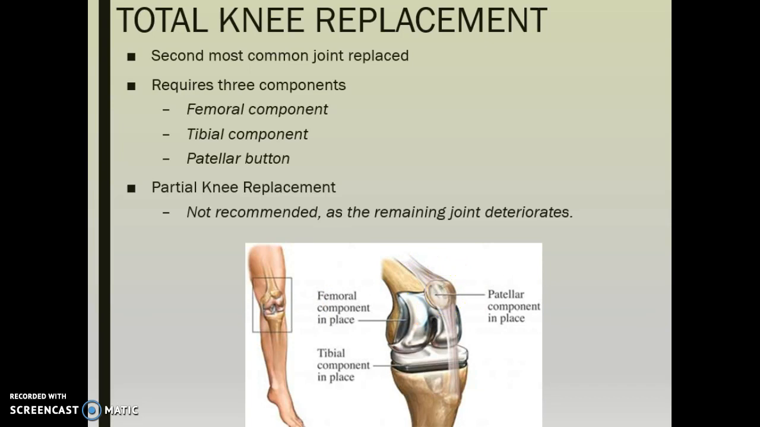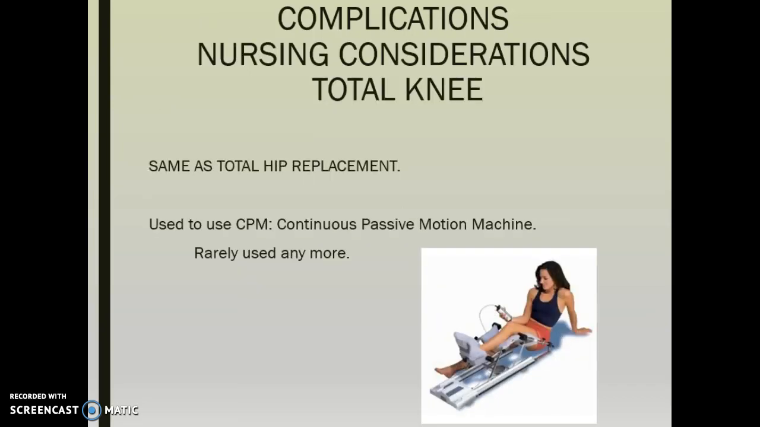They used to do partial knee replacements. I'm not even sure they do them at all anymore because the complications were so rough. They ended up having to redo so many. And so I think they only do total knees now. Complications, same as total hip. They used to use a machine, which is shown here, called a continuous passive motion machine. They rarely do these anymore. Now they just get the patient up and moving.